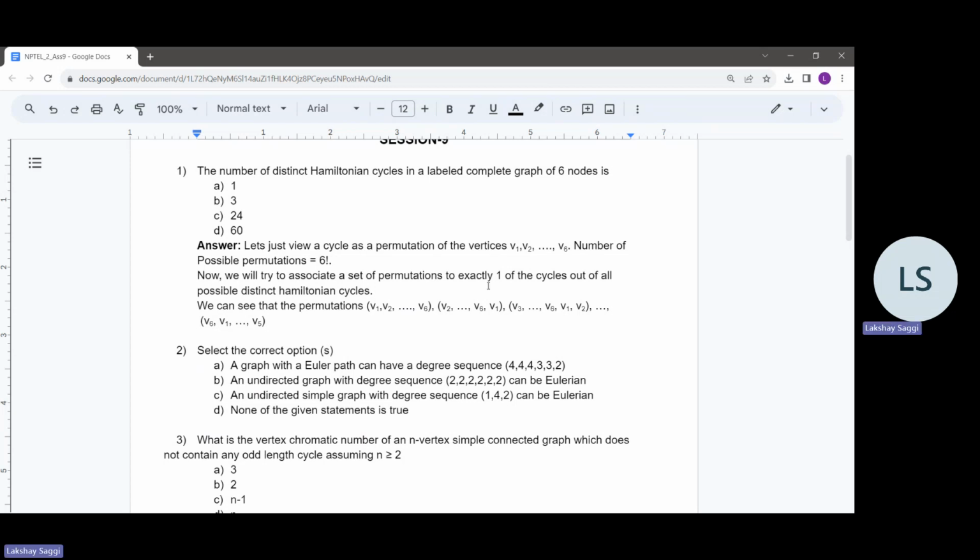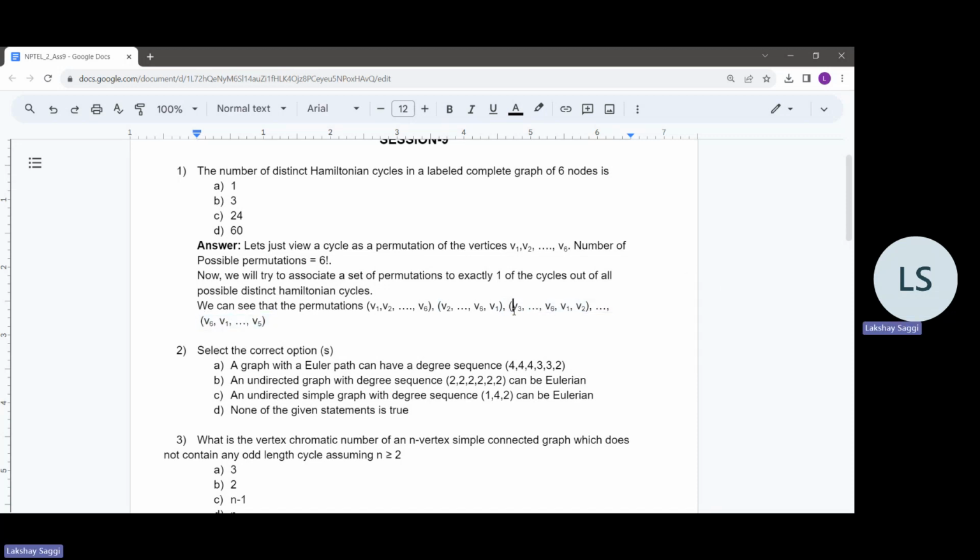So all these permutations, if we label the vertices on a cycle, correspond to the same cycle. I'm not able to draw a cycle because I don't have a writing pad here. But if we label the vertices in this order, V1 to V6, then the label V2, V3 till V6 and then V1 will also correspond to the same cycle. The only change is that we have started noting from the second vertex instead of the first vertex.